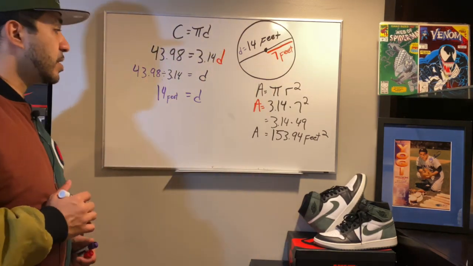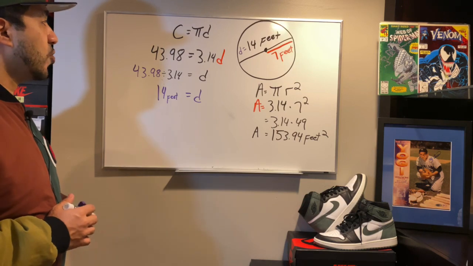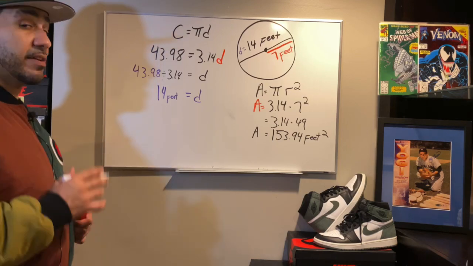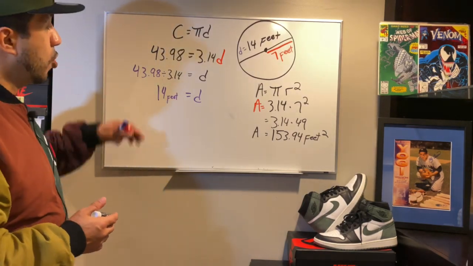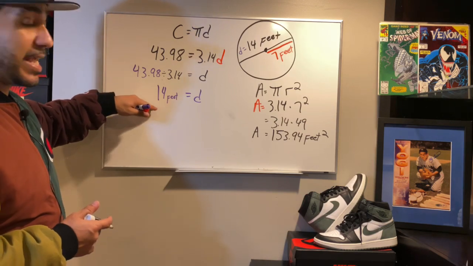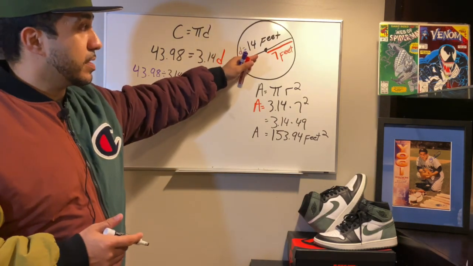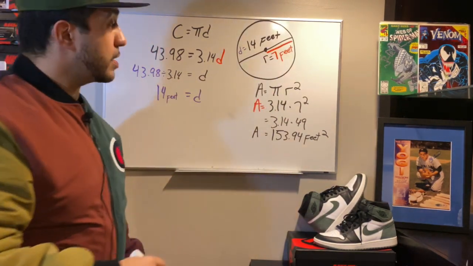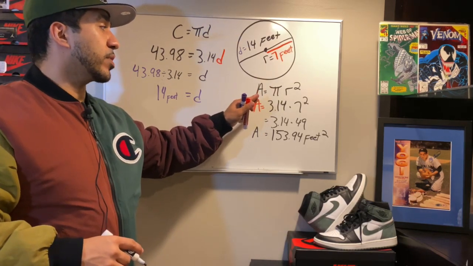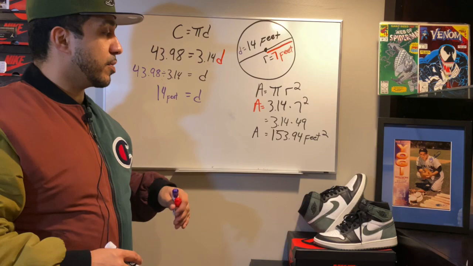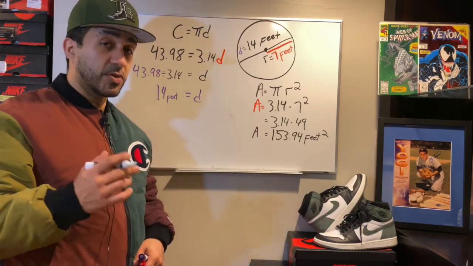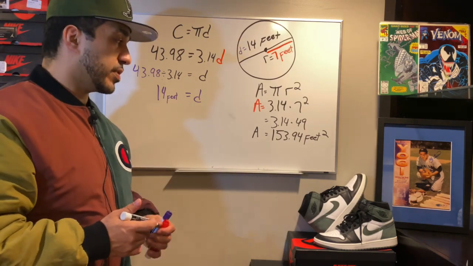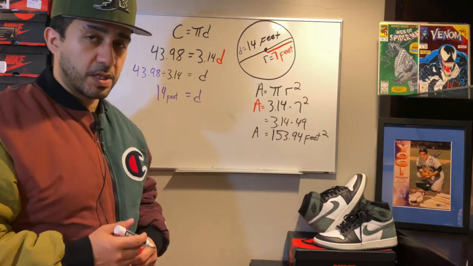Let's take a step back and look at this work. Remember, the original word problem said a circle has a circumference of 43.98 feet. What is the area of the same circle? We worked backwards to determine that the diameter of the circle is 14 feet. We used that information to determine that the radius is 7 feet. And then we used the area formula of pi times the radius to the second power to determine that the area of the same circle, whose circumference was 43.98 feet, is 153.94 feet to the second power.